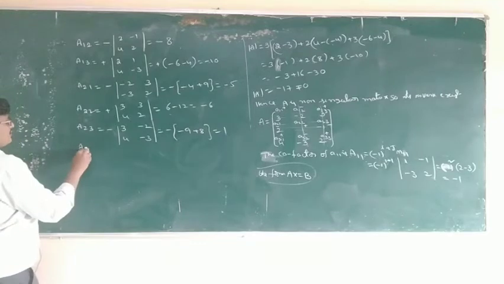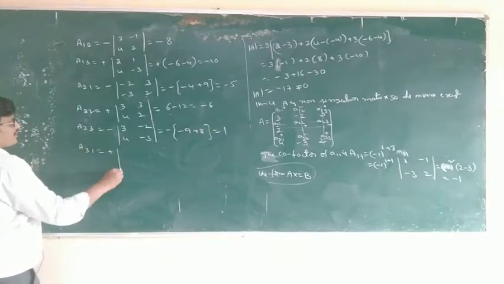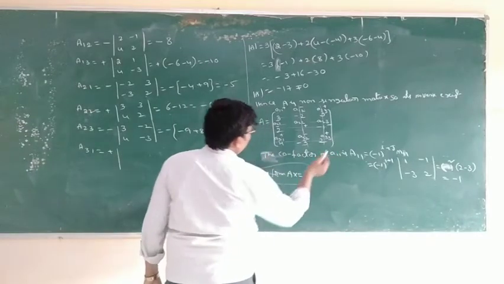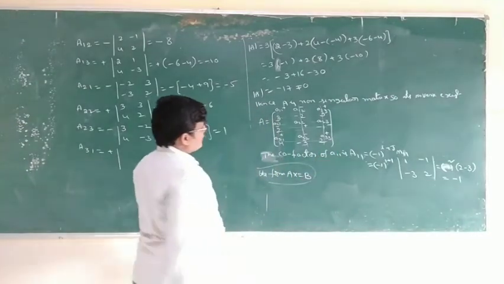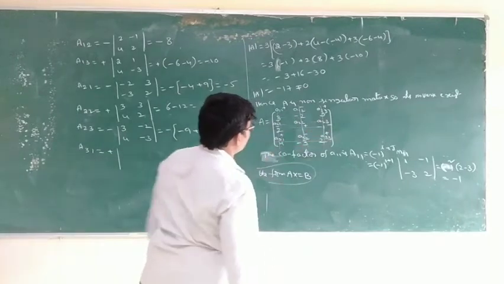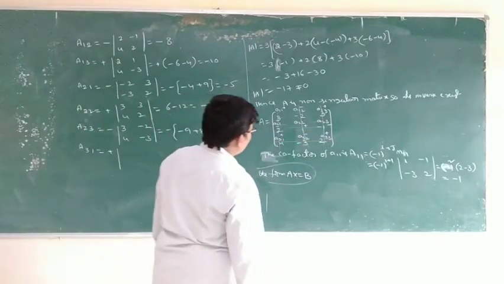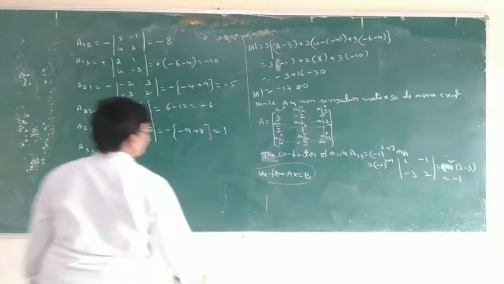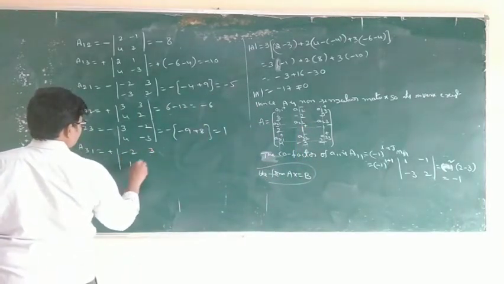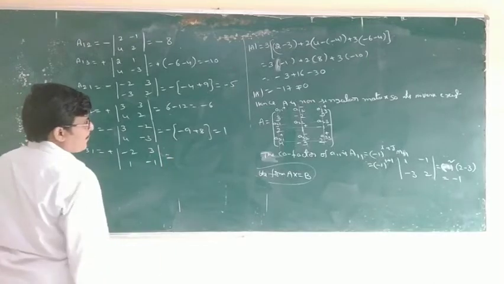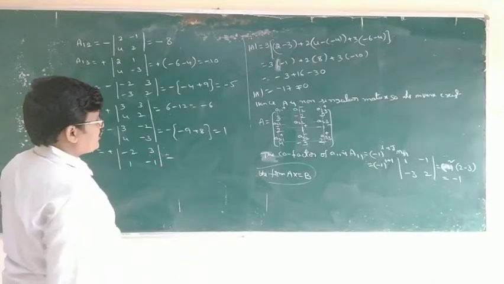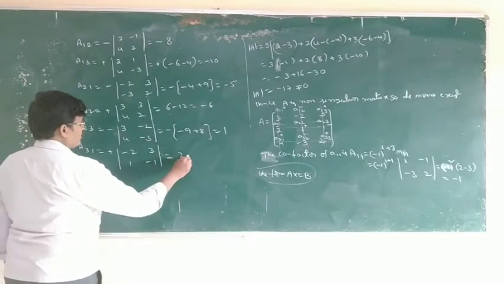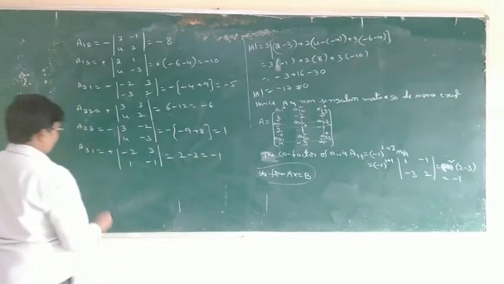Next to A31: the position is plus, with the corresponding row and column removed, remaining minus 2 3, 1 minus 1. So minus 2 into minus 1 is 2, minus 3, that is equal to minus 1.